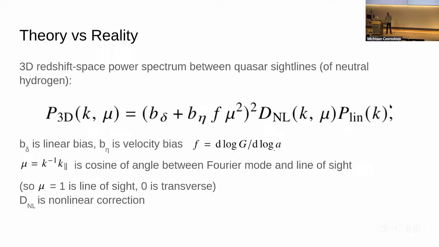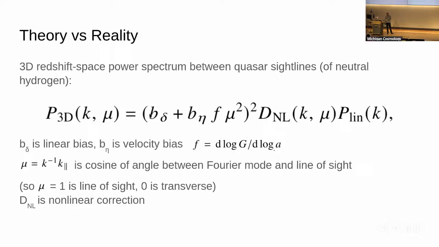This is the linear theory power spectrum. This is the 3D power spectrum. It's measured in terms of k, or scale, and mu, which is the angle between the two quasar sight lines. So mu of 1 is zero angle, along the line of sight, and mu of 0 is where one sight line is over here and one sight line is over here, right? So this is the cosine of theta. So mu of 0 is theta of pi by 2.